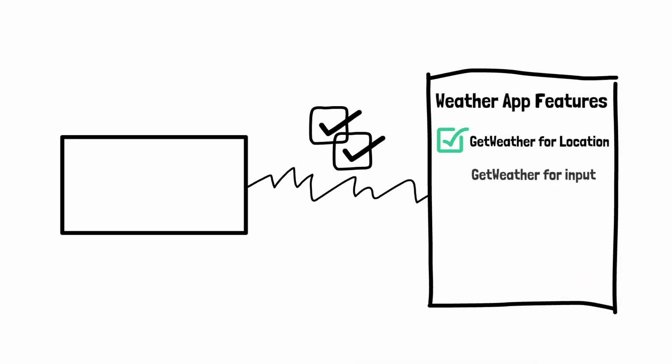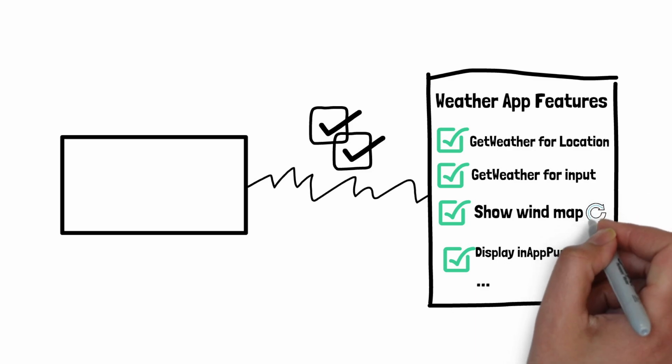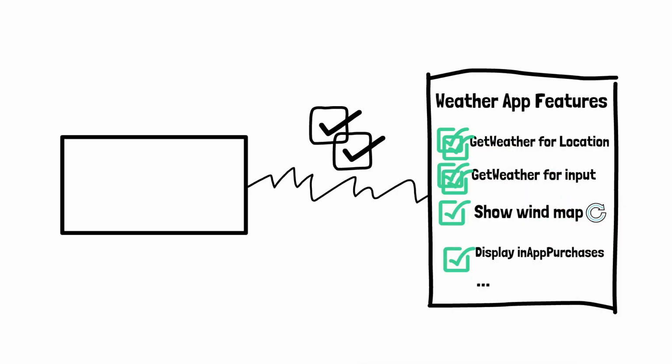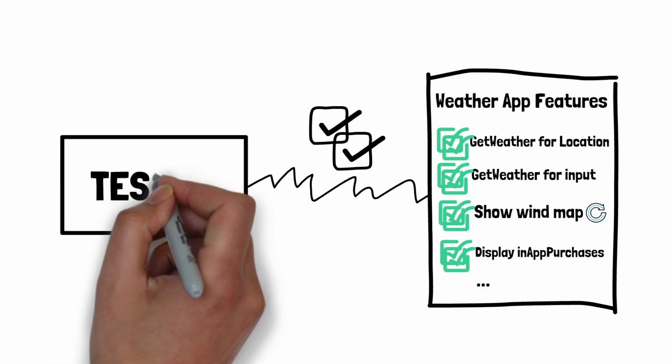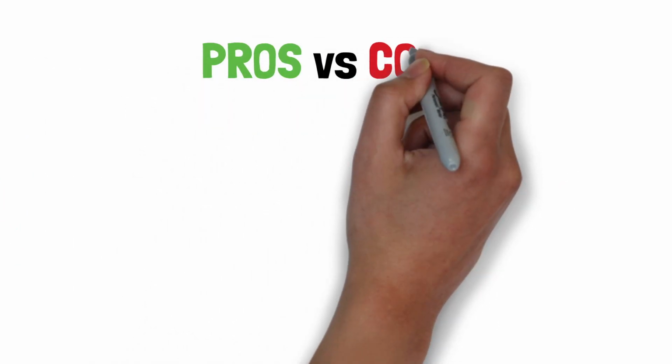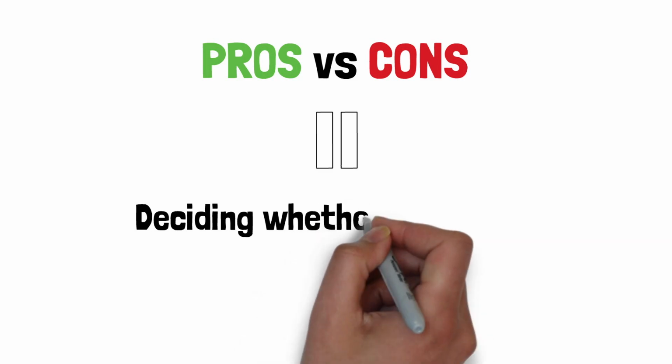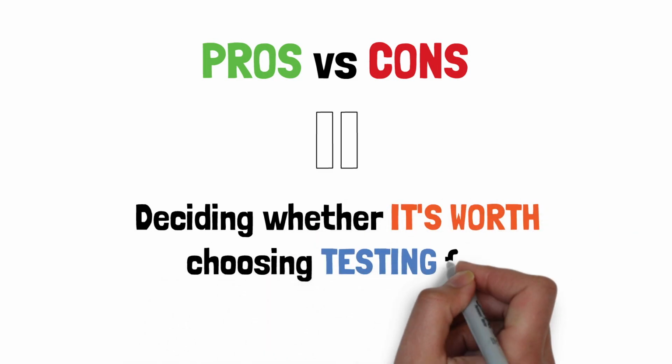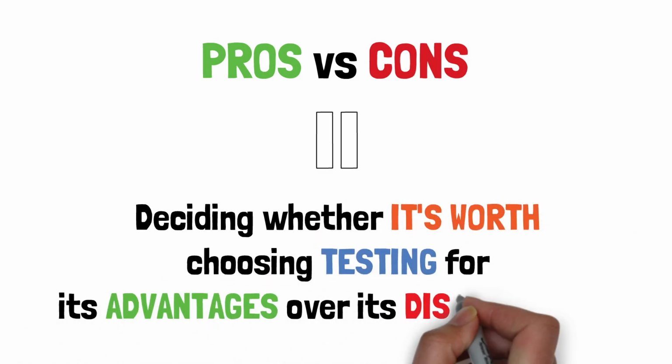So what if I tell you that there is something which will run a full checkup of every feature you wrote inside your app, so that whenever you refactor your code, you'll be stress-free without having to worry about if it's gonna crash or not? You may have already guessed that I'm talking about Bloc testing. Now, the difference between the pros and cons becomes rather a problem of deciding whether it's worth choosing testing for its advantages over its disadvantages.